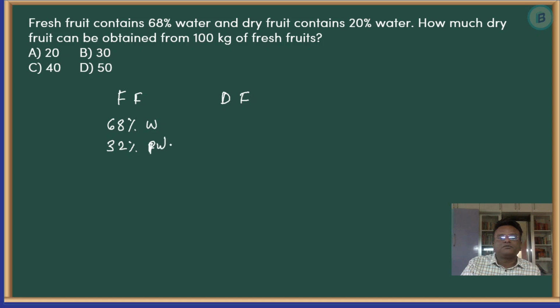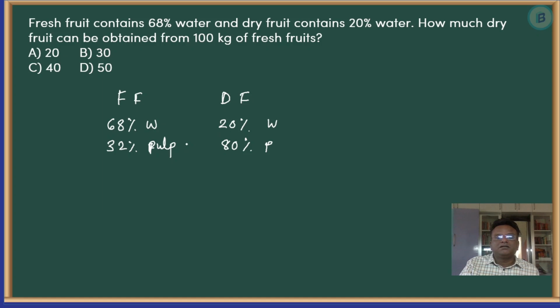Let us say pulp, right? In dry fruit, what would happen is that some water is gone, but the pulp quantity is the same. If you take one fruit fresh, it will have 68% of water and 32% pulp. In dry fruit, the pulp quantity would be the same, but the water would be 20% and the pulp will be 80%. Okay, pulp will be 80%, water will be 20%.